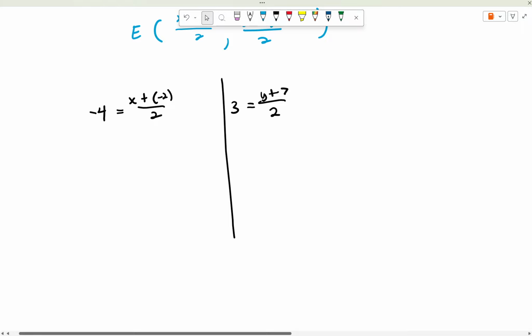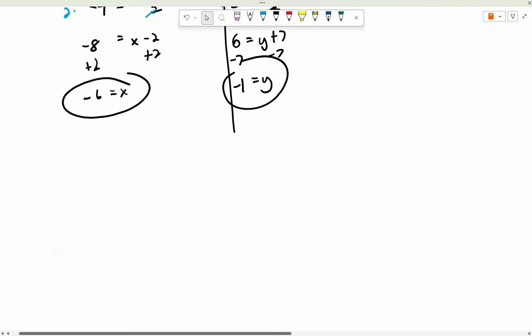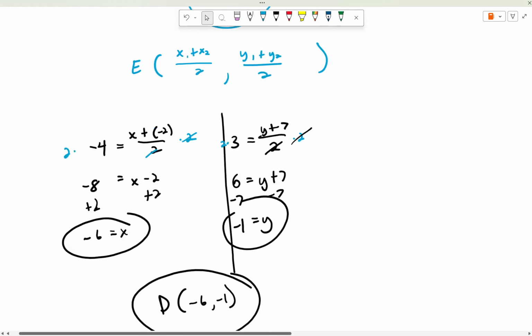To solve this, I have to multiply by 2 on both sides. Cancels, cancels. 2 times negative 4 is negative 8, which is equal to X plus negative 2 is X minus 2, plus 2, plus 2. And negative 6 is equal to X. Okay? Over here, multiply by 2 on both sides. 2 times 3 is 6, which is equal to, this guy cancels, so I'm going to have Y plus 7, minus 7, minus 7, and negative 1 is equal to Y. So my coordinate for D is negative 6, comma, negative 1. All right?